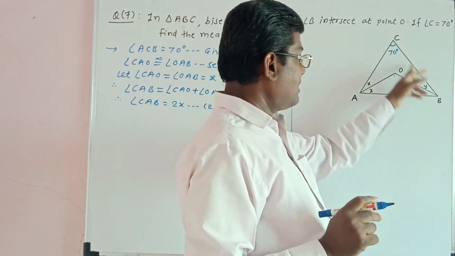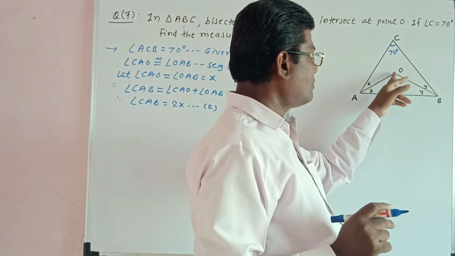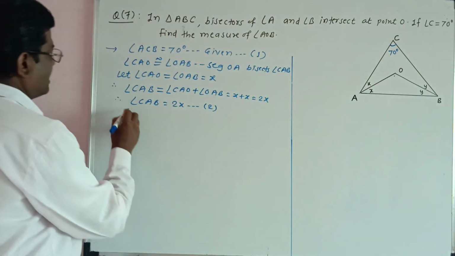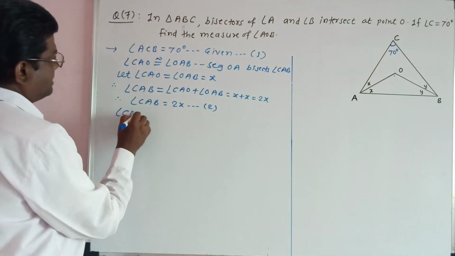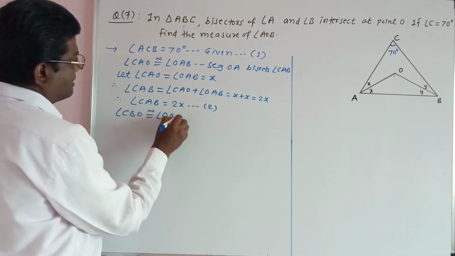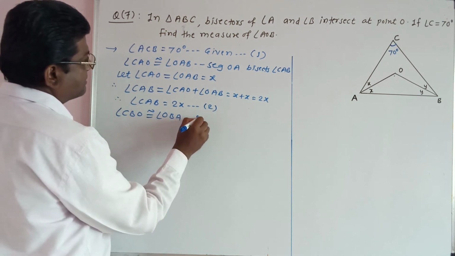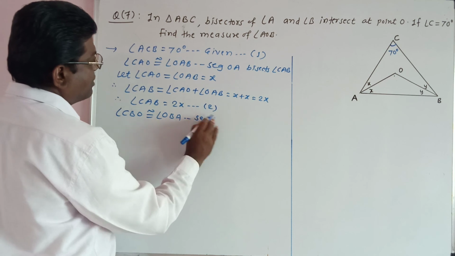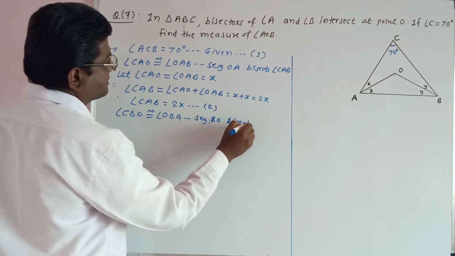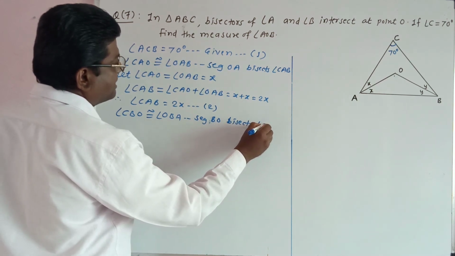Now, angle CBO congruent angle OBA. Reason is segment BO bisects angle CBA.